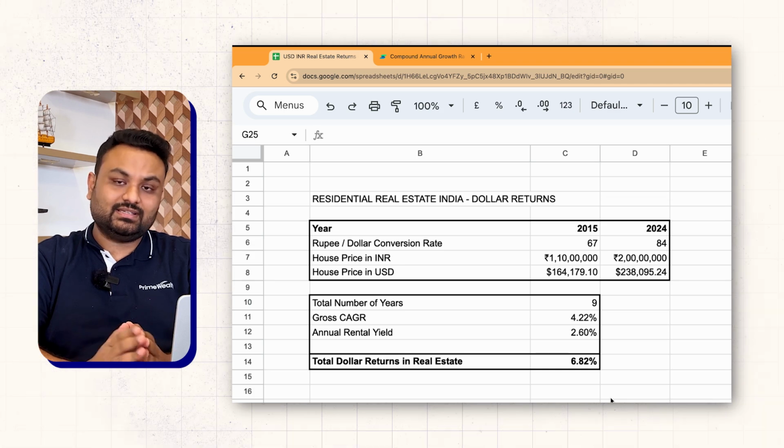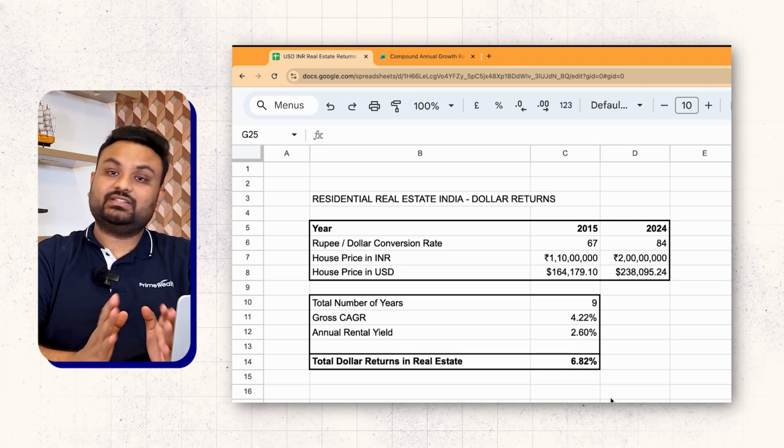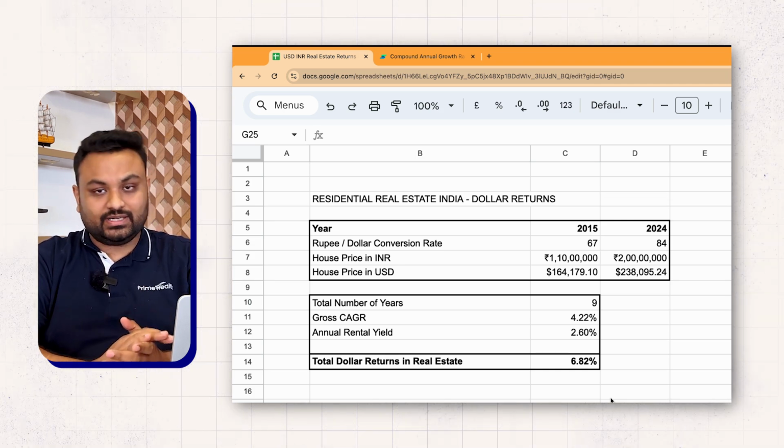Now typically somebody would think that since I have made almost a crore rupees on my 1.1 crore investment, my returns will be somewhere in the range of double digits. But that is absolutely not the case. In this case, as you can see, the total return from the real estate investment is somewhere around 6.8%.